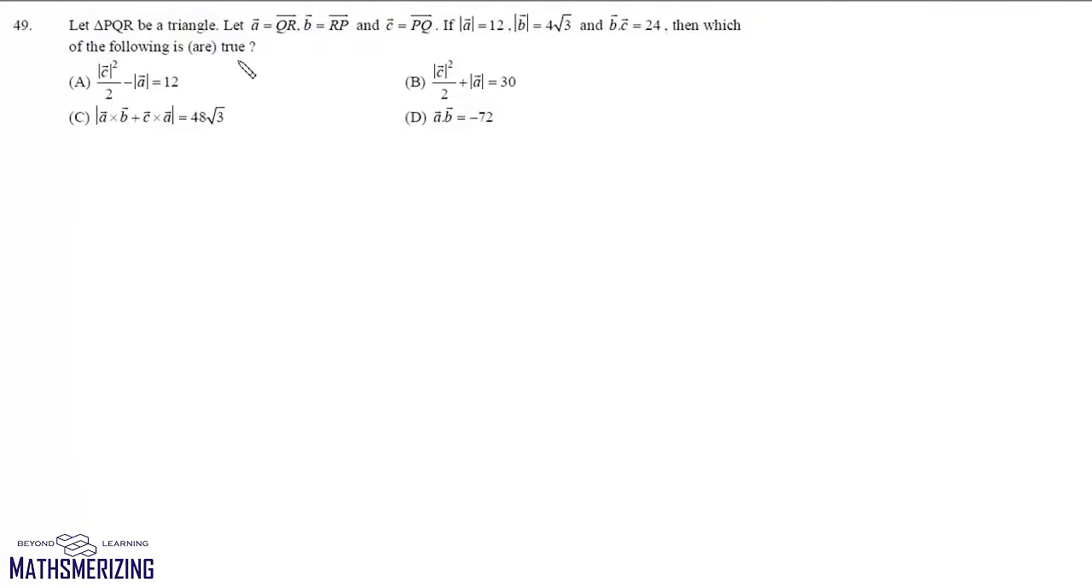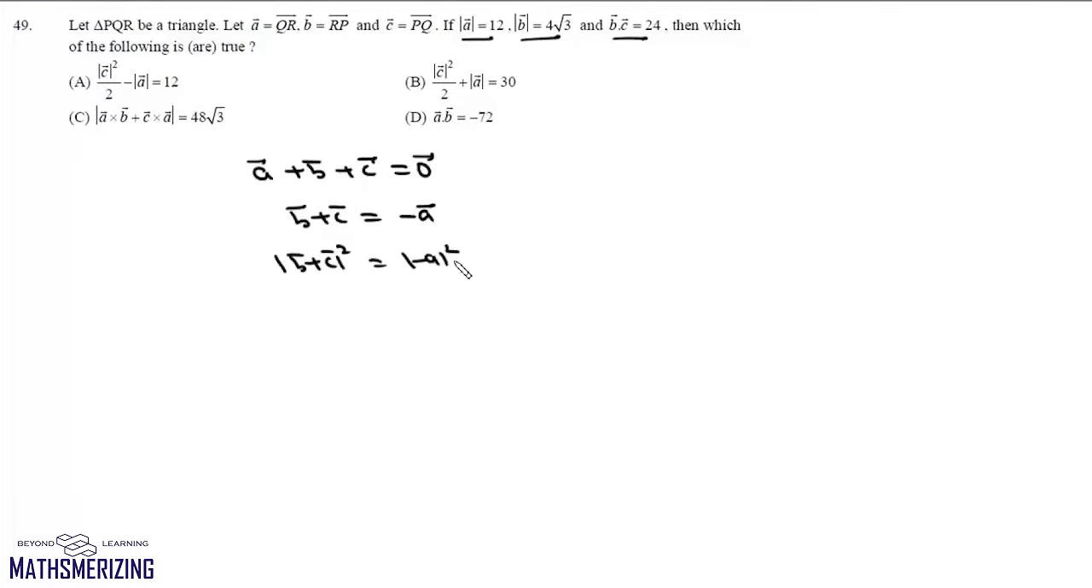Now the question is, let PQR be a triangle. If mod A is 12, mod B is 4 root 3, and B dot C is 24, then which of the following is or are true? Now if they are sides of a triangle, we know that A plus B plus C must be 0. Now we can write this as B plus C equals minus A. Now we take mod and square it, then we can write mod of B plus C square will be equal to mod of minus A square. Now this is mod B square plus mod C square plus 2 times B dot C, and it will be equal to mod of A square.